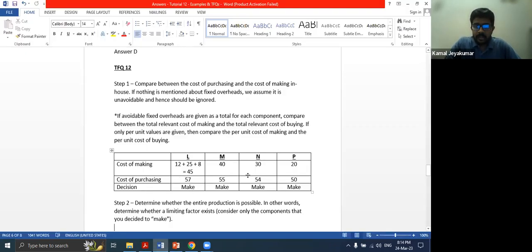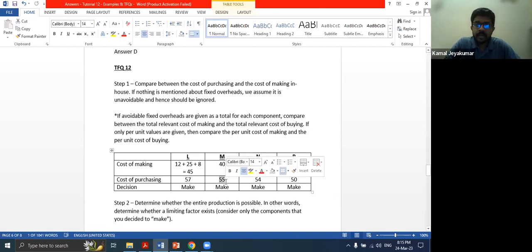Now when you look at this, all of these products, it's cheaper to make in-house rather than buy from outside. So the decision is make, right? Making in-house is cheaper than buying from outside. Right now, if all of these were easier to buy from outside rather than make in-house, then the question is finished here. Your answer is you have to pay $57 and buy L, $55 and buy M, and so on and so forth.